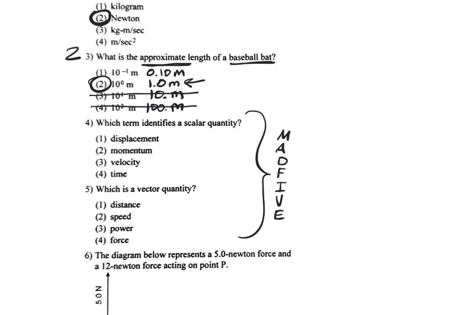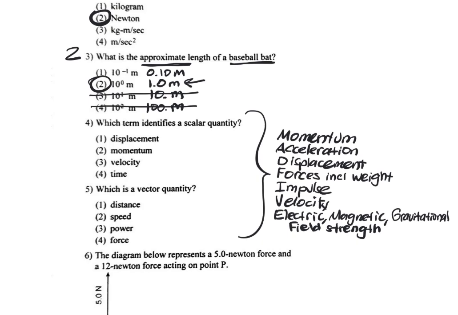So for 4 and 5, know your vectors. There are more scalars than vectors, so if you know your vectors, you know your scalars. So following MAD 5, we have that force is a vector, so 4. And displacement, momentum, and velocity are all in MAD 5, so they are not scalars. Time is, so both these guys are choice 4.